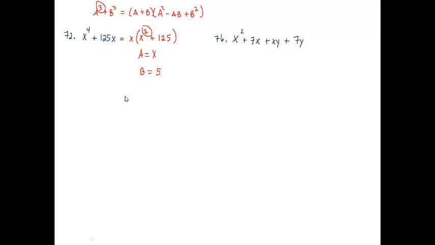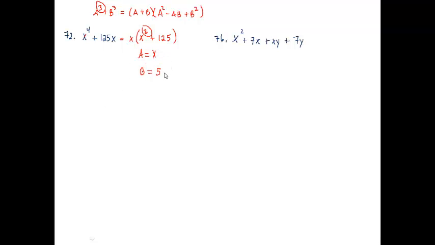Now, if you feel like my pace is too fast for you, it's because this comes from chapter 6.4. So if you need a refresher on these forms, please watch the video on 6.4. 6.5 is only about recognizing which form to use and to actually factor completely.